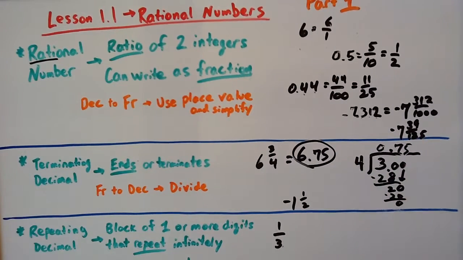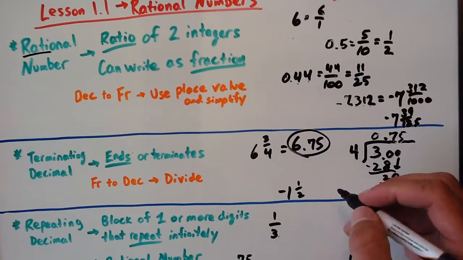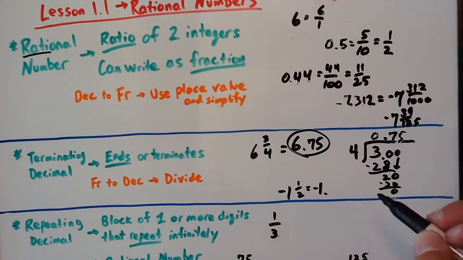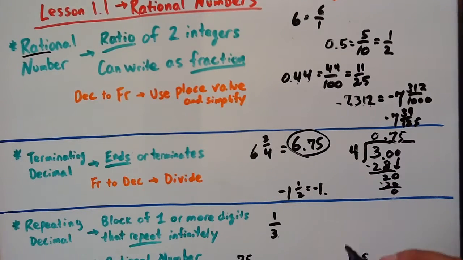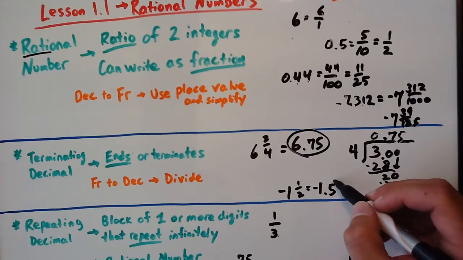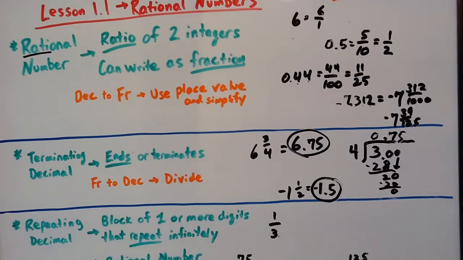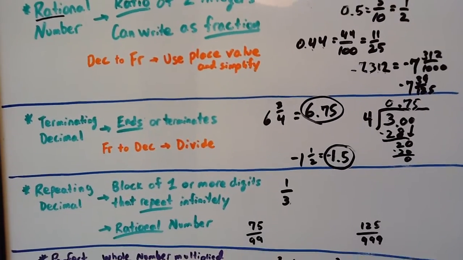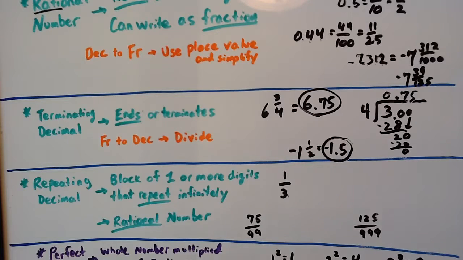If I had the number negative 1 and 1/2, this would be negative 1 point whatever 1/2 is. I know that 1/2 is the same as 0.5, so negative 1 and 1/2 would be the same as negative 1.5. So we could have a terminating decimal, or we could have a repeating decimal. A repeating decimal is when you have a block of one or more digits that repeat infinitely. And terminating decimals and repeating decimals are both rational numbers. They can both be written as fractions.